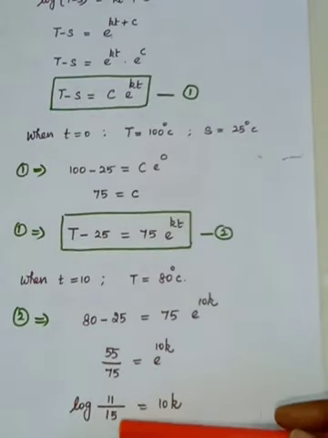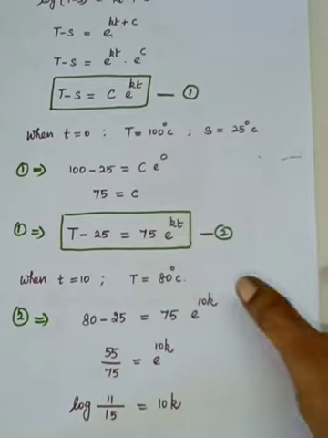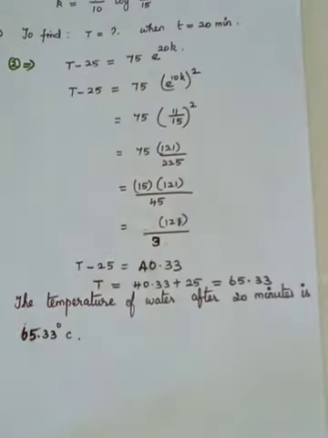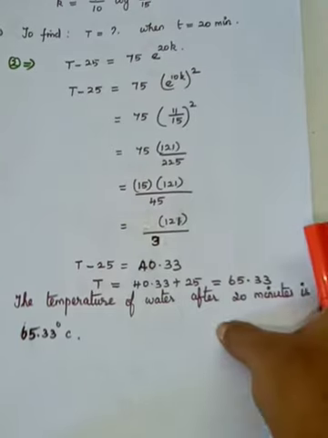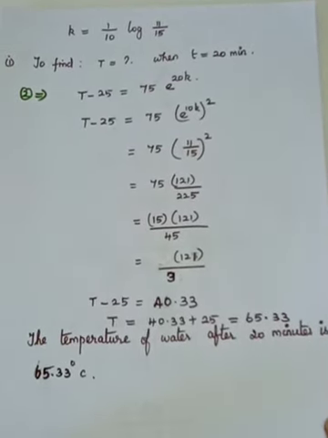So we can bring it to the logarithmic term, which is equal to 10k. From that, what is k? This 10 will go to the left side as 1 by 10. So k is equal to 1 by 10 log of 11 by 15. So the given condition is applied and you have found the value of k.